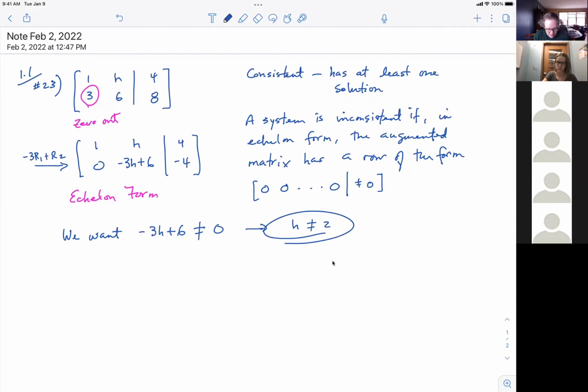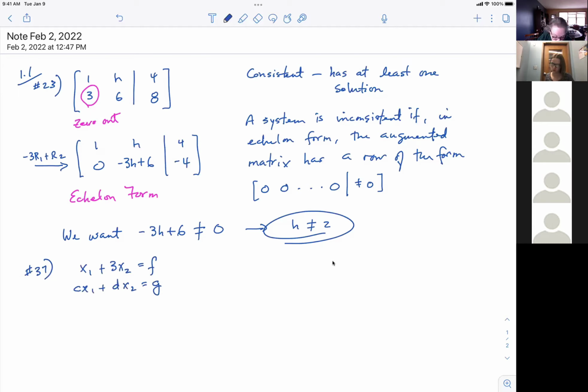My connection seems to be a little touchy here, but okay, I'm going to go on. It's still in section 1.1, number 37. It gives you this system: x1 plus 3x2 equals f, and cx1 plus dx2 equals g. And it says, suppose this system is consistent for all possible values of f and g. What can you say about c and d?